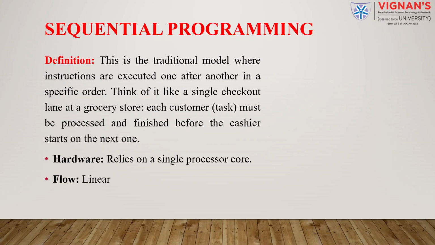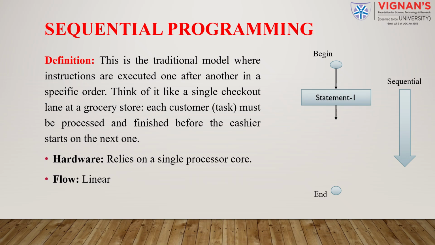If you look at the diagram on this slide, you will see a vertical stack starting with begin and ending with end. Notice how the arrows flow straight down. We have statement 1, followed immediately by statement 2, and then statement 3. There is no deviation here. Statement 3 physically cannot happen until statement 2 is complete. This illustrates the linear blocking nature of sequential programming.